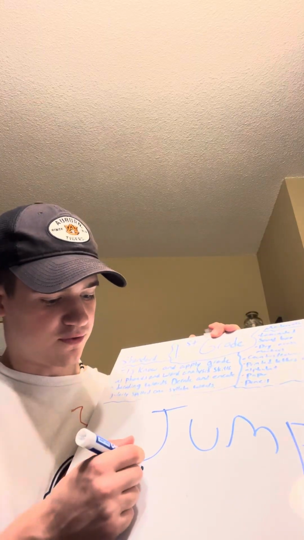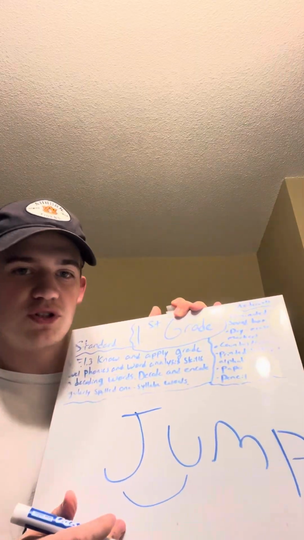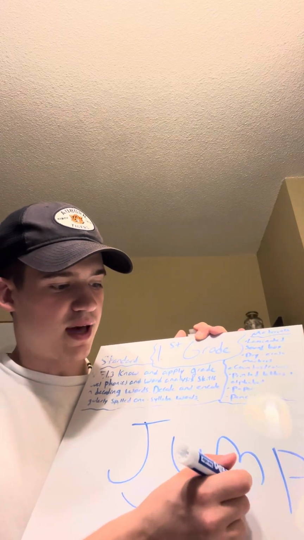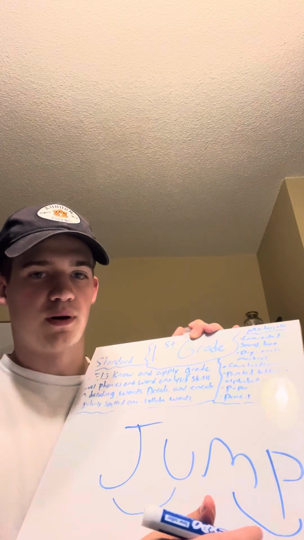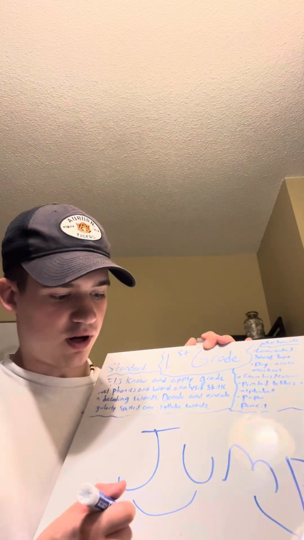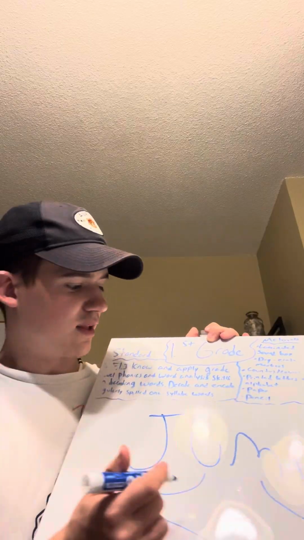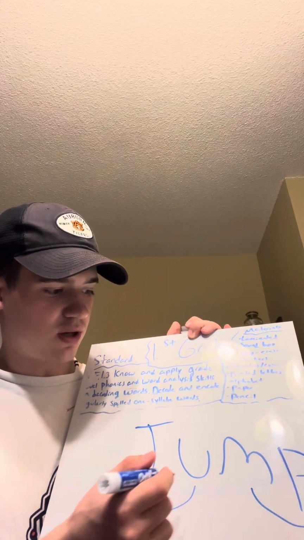So if we just put the first two letters together, we have j-u, ju. And then we put the last two together, mp, mp. So if we put it all together here, we have jump, jump. And again, jump is spelled J-U-M-P. Awesome job, guys. All right.